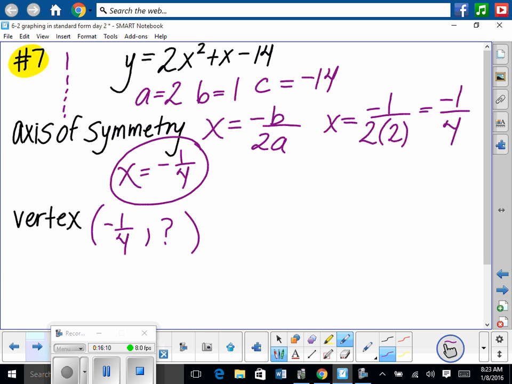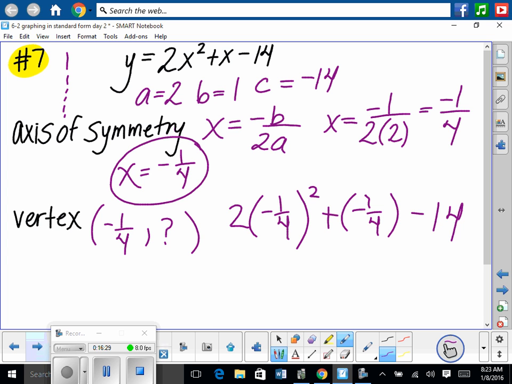Every single one of you needs to practice typing it into your calculator. So this is what it should look like. 2 times negative 1/4 squared plus parentheses negative 1/4 times, oh no, nothing times there, minus 14. This is how you should type it into your calculator. So I want to see you all typing it in. You should have got negative 14.125. Did you all get that? Okay, awesome. So our vertex is at negative 1/4 comma negative 14.125.